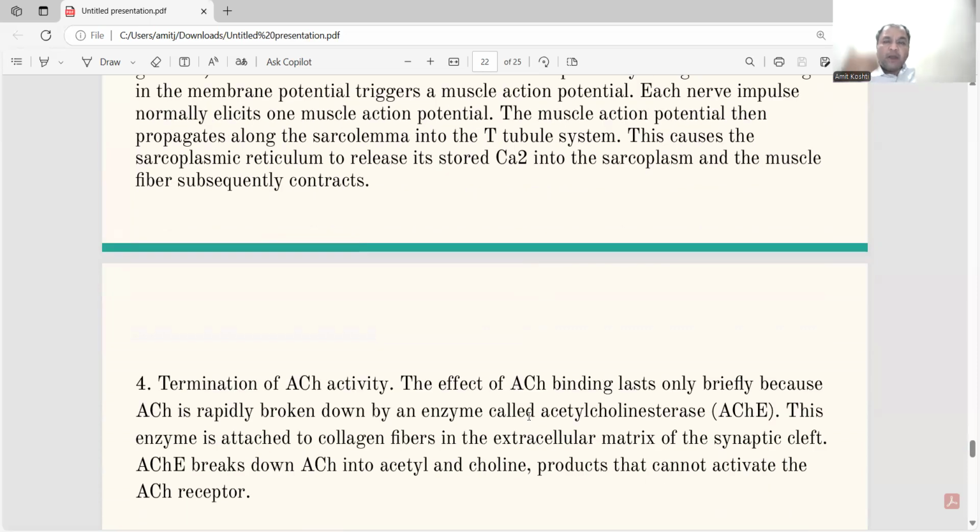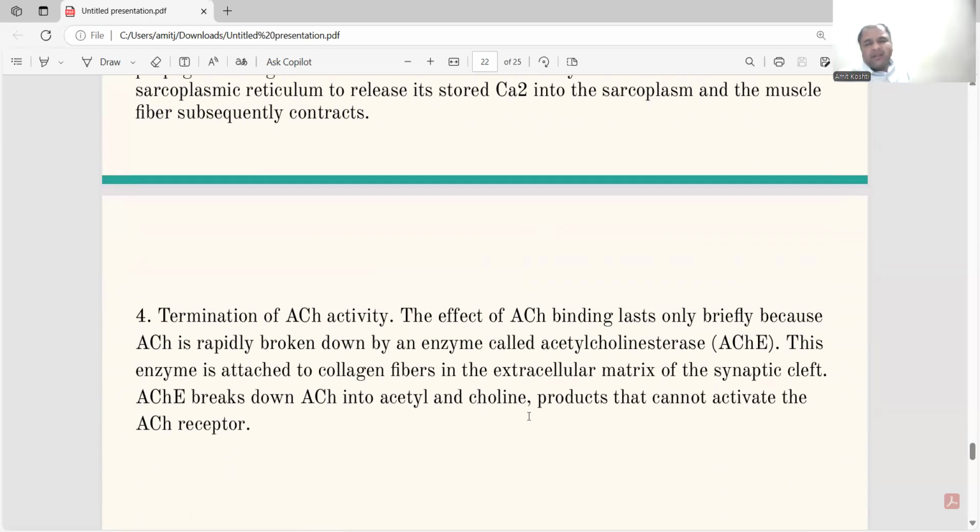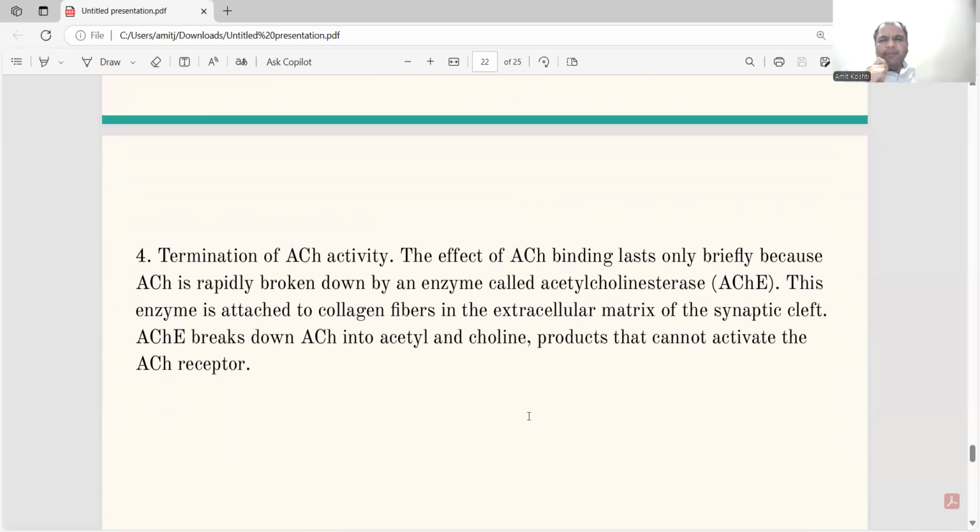Now, the fourth point. How does it get stopped? Termination. How does termination occur? The termination of ACh activity. The effect of ACh binding lasts only briefly, because ACh is rapidly broken down by an enzyme called acetylcholinesterase. This enzyme cleaves the molecule. And where do you find this enzyme?